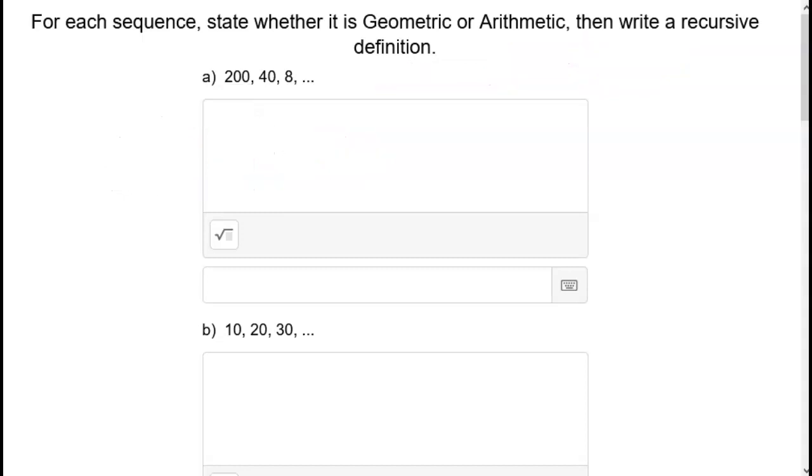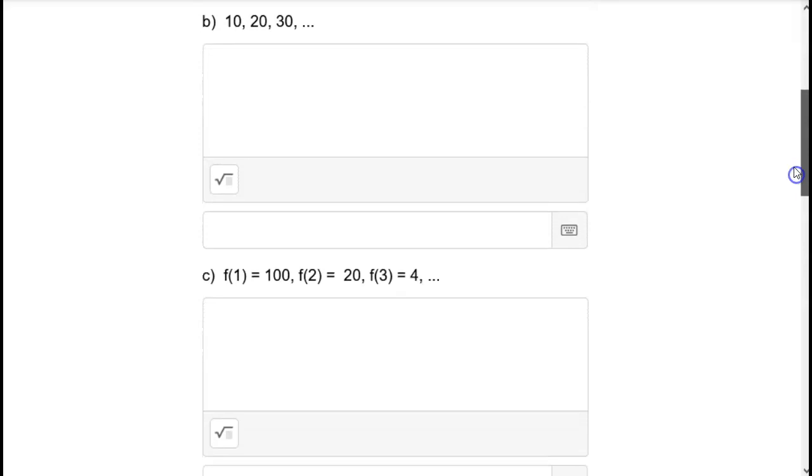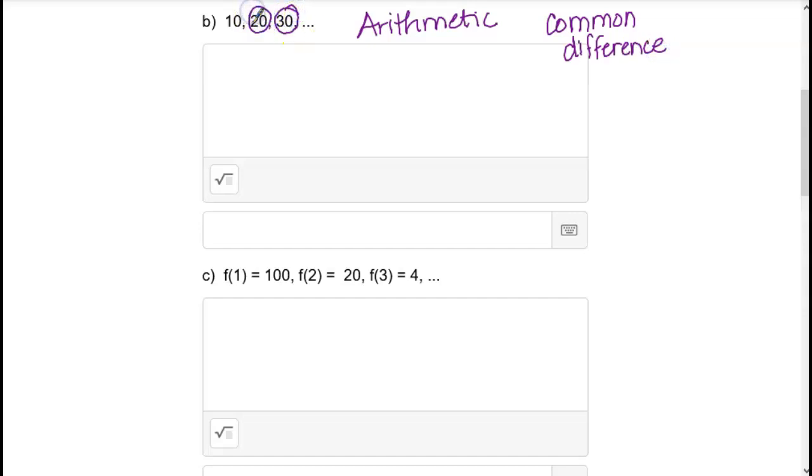If we look at the next sequence, you can see that the distance between each one of these numbers is the same. So this one is arithmetic because we're adding the same number every time. And for the common difference, we take the last one and subtract the one right before it, we get 30 minus 20, which is 10. So the common difference is 10.